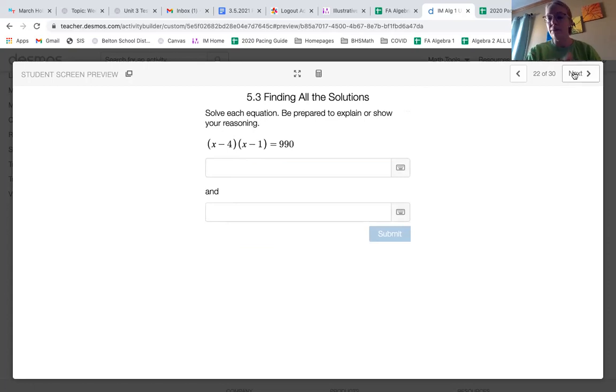All right, so this one graphically again. We don't know how to mathematically solve these yet. We're going to teach you that, but we're not there yet. So again, I would put this into Desmos. So I have x minus 4, x minus 1.